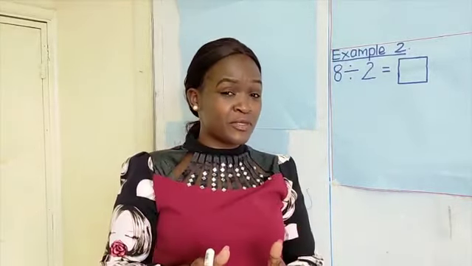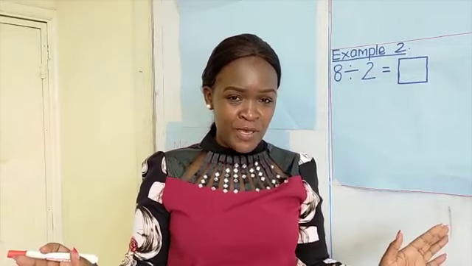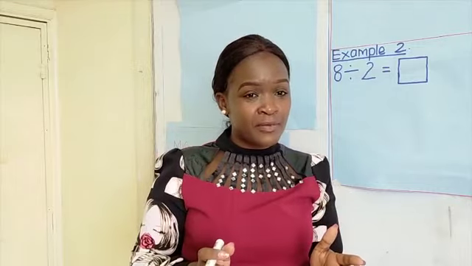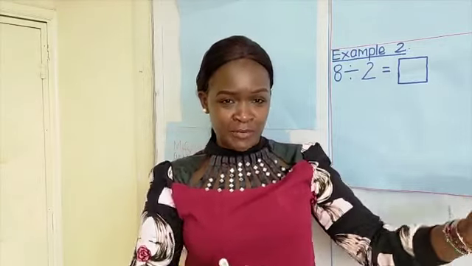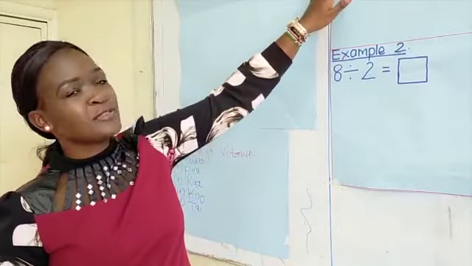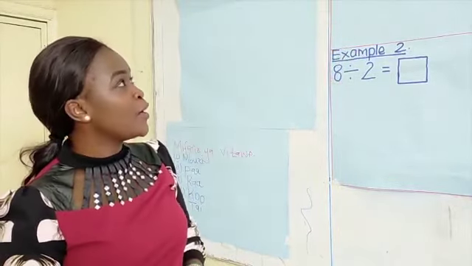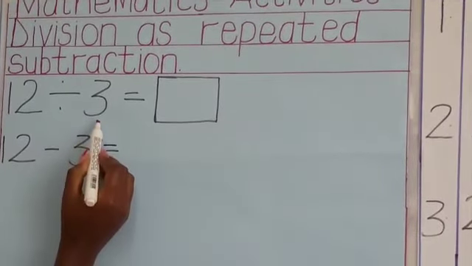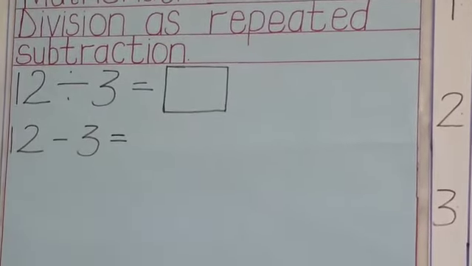And you know what is subtraction? Is taking away. Are we together? So it is almost the same. When you are dividing, you are subtracting. Are we together? And now we are going to do an example here. We have 12 divided by 3 equals to what?